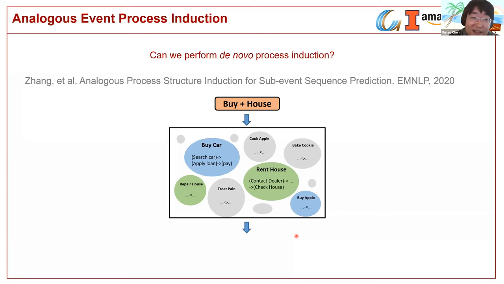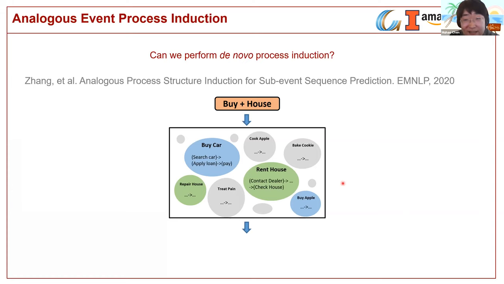So this is actually a hard problem which we recently attempted in last year's EMNLP paper. The general idea is kind of straightforward. Basically we try to leverage the analogous property of events and transfer the knowledge about some processes that we already know to new processes we don't know. Actually, it mimics how humans understand processes that we are not familiar with. For example, assume that one has never bought a house.